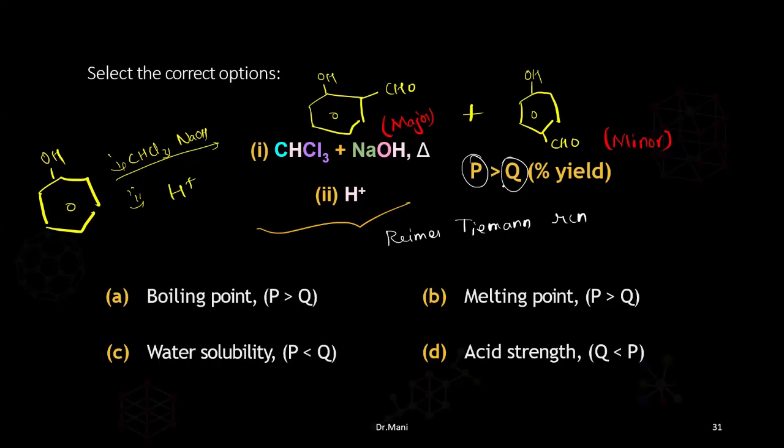So which one will be the P here? This one will be the P product. And this one will be the Q product. Okay. I told you why the P product will be more and why the Q product will be less. Because there will be intramolecular hydrogen bonding in the case of ortho salicylaldehyde. Okay. So just remember.